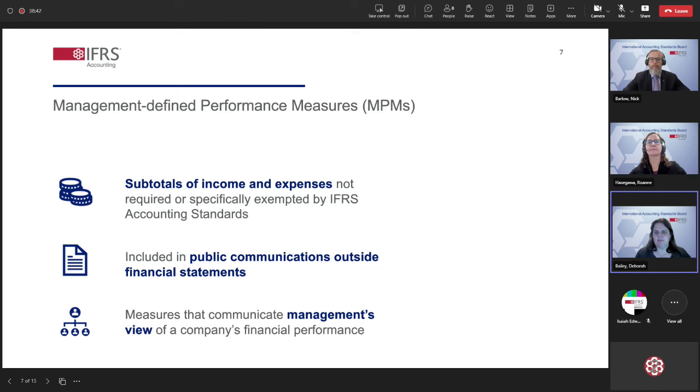So firstly, to anchor these measures to subtotals defined by IFRS accounting standards, the IASB has limited their scope to subtotals of income and expenses. So as Nick just explained, a measure like adjusted operating profit will be in the scope, but a measure like free cash flows will not. Secondly, to provide a link with external reporting, only measures that are included in public communications outside financial statements will meet the definition of an MPM. And finally, to provide users with insight into how management views the company's financial performance, only those measures that reflect that view are in scope.